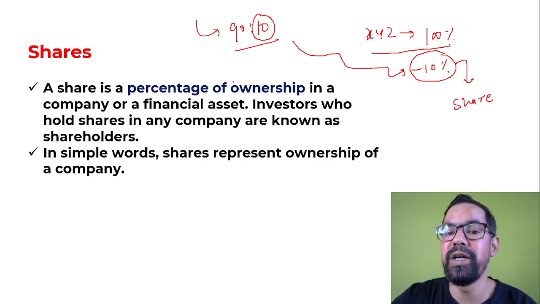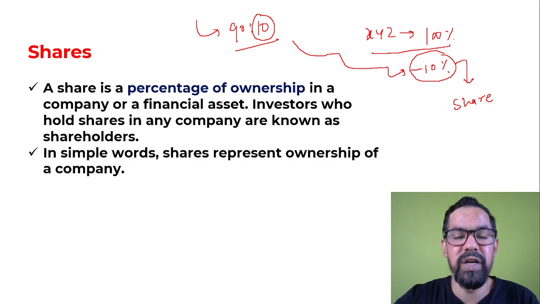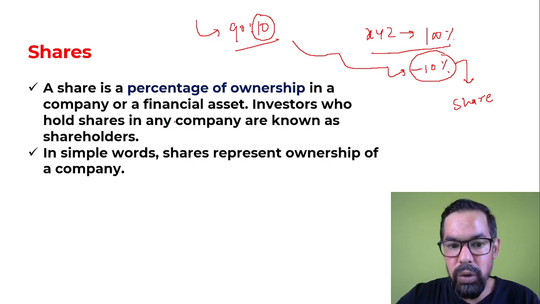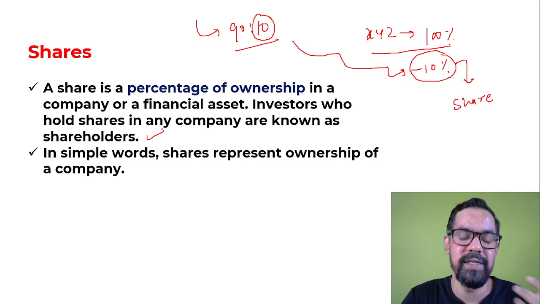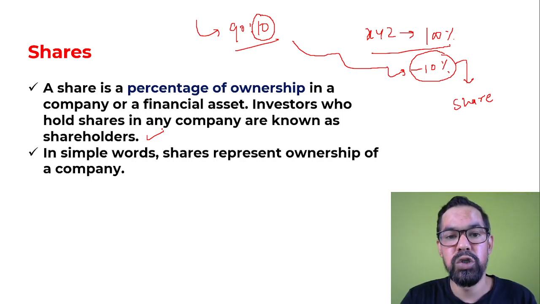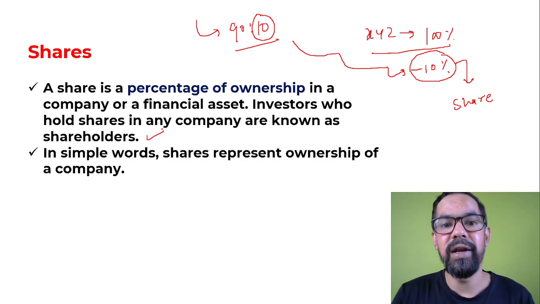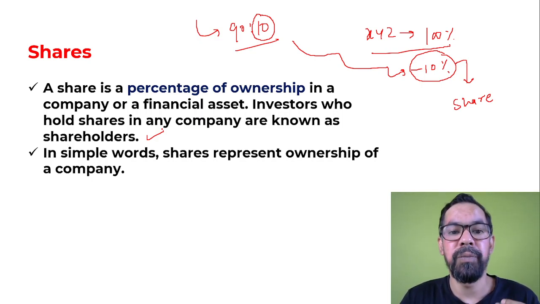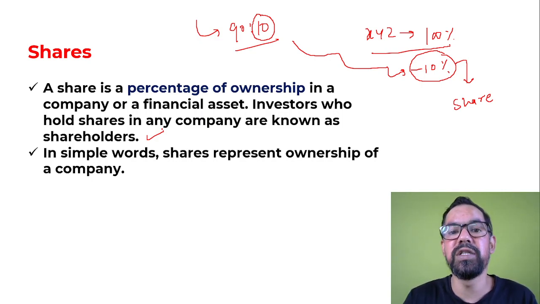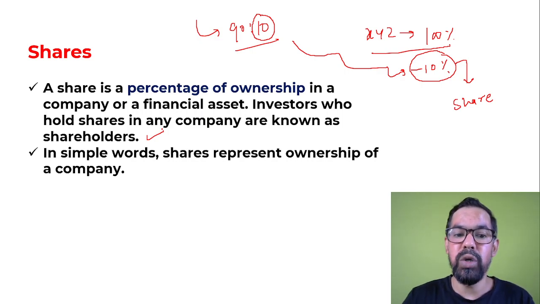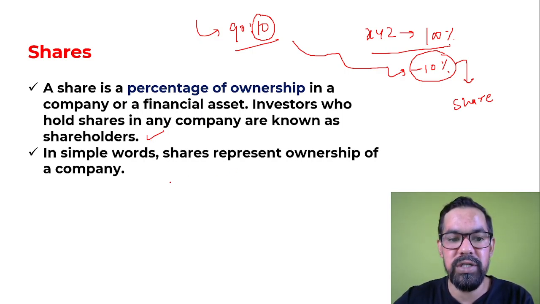A share is a percentage of ownership in a company or financial asset. Investors who hold shares in any company are known as shareholders. Let's say you buy shares of State Bank of India or ICICI Bank or Infosys; you have certain rights with this purchase. If it is equity shares, you get voting rights. If it is preference shares, you get some preference during dividend distribution or during liquidation. So in simple words, shares represent ownership of a company.